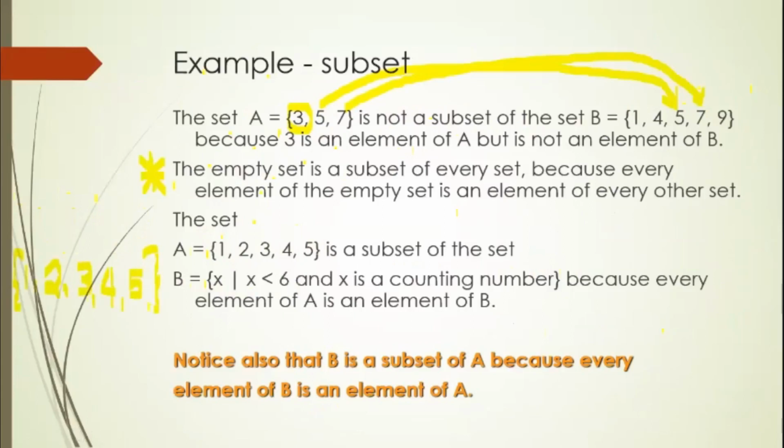Okay, for set B. So what did you notice? The elements in A are found in set B. The elements in B are found in set A. So what can be said about that? A is a subset of B, and B is also a subset of A. Okay, because every element of B is an element of A. The same way it goes with A, every element of A is an element of B.